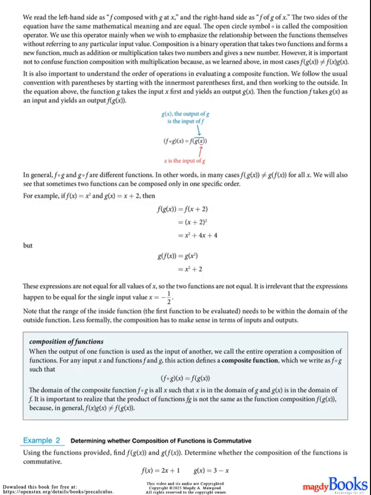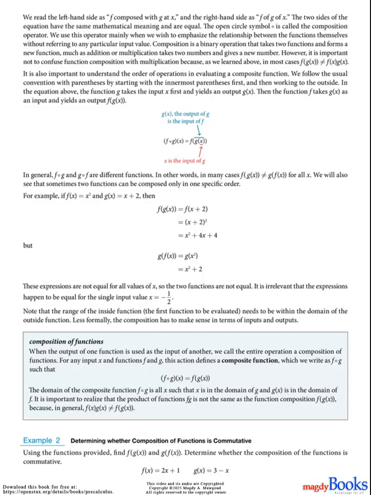It is also important to understand the order of operations in evaluating a composite function. We follow the usual convention with parentheses by starting with the innermost parentheses first and then working to the outside. In the equation above, the function g takes the input x first and yields an output g(x). Then the function f takes g(x) as an input and yields an output f(g(x)). g(x), the output of g, is the input of f. (f ∘ g)(x) = f(g(x)). x is the input of g.